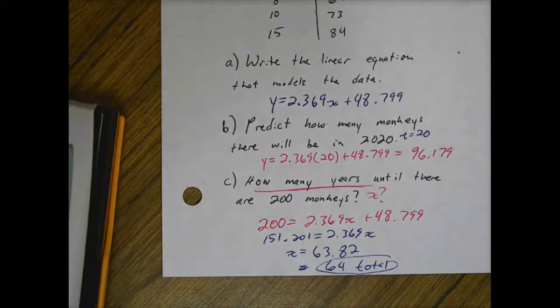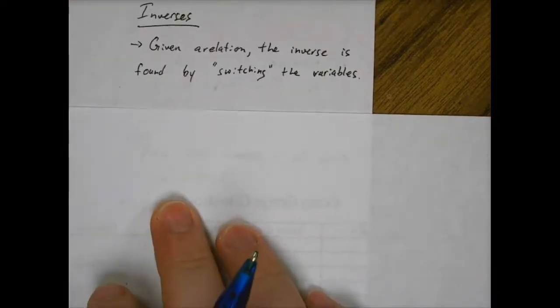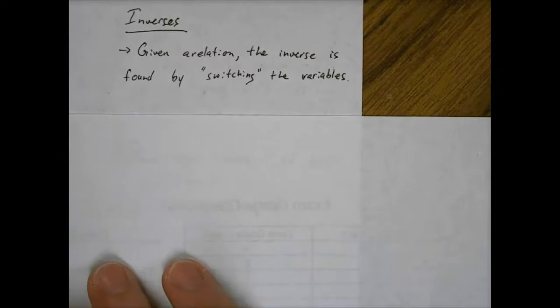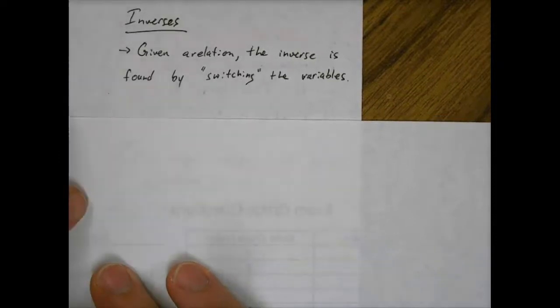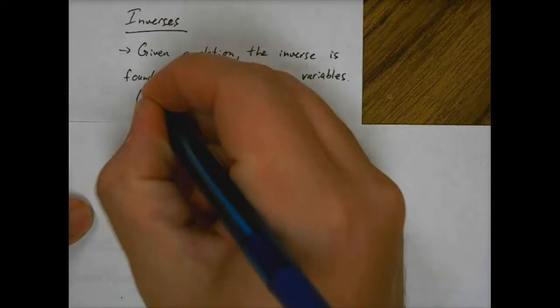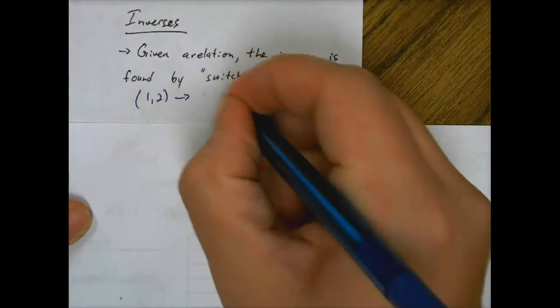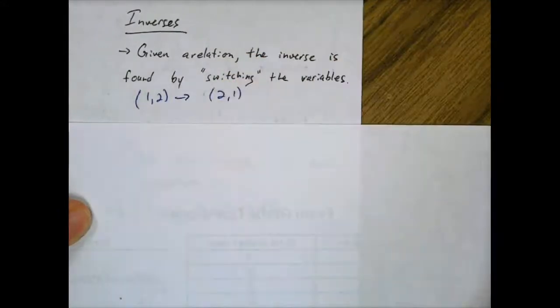All right, let's talk about inverses now. Given a relation, the inverse is found by switching the variables, exactly where they are. So if I have the point (1, 2), the inverse of that would be (2, 1).